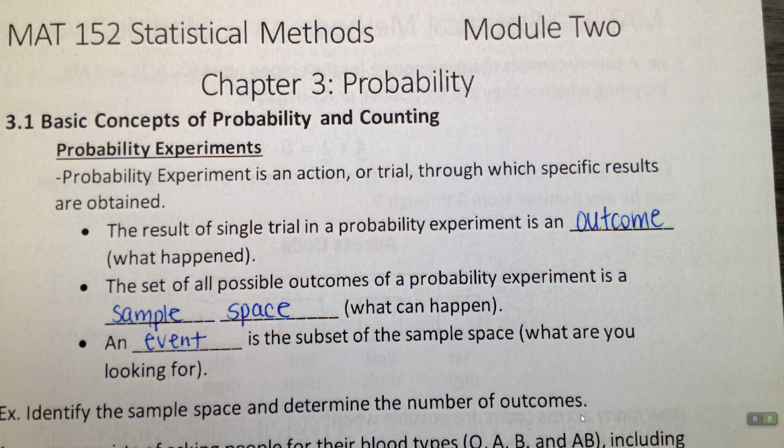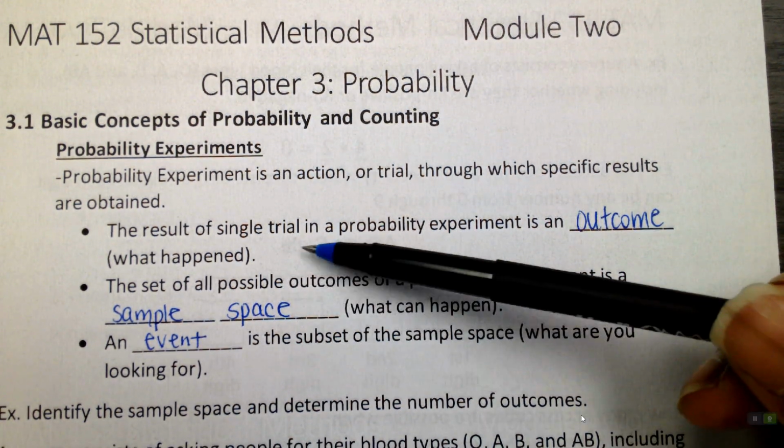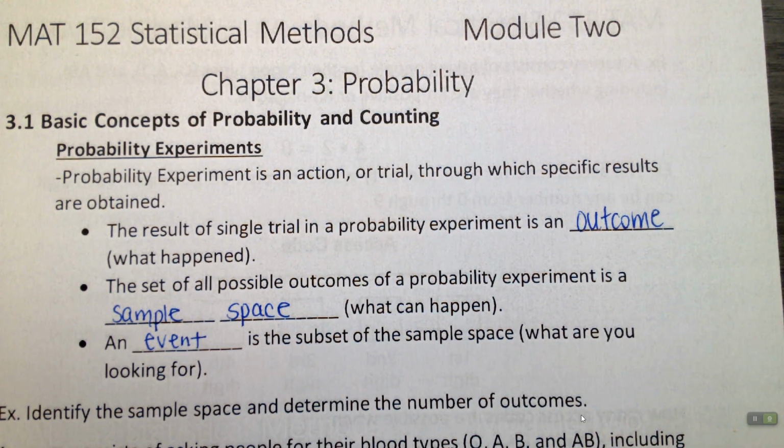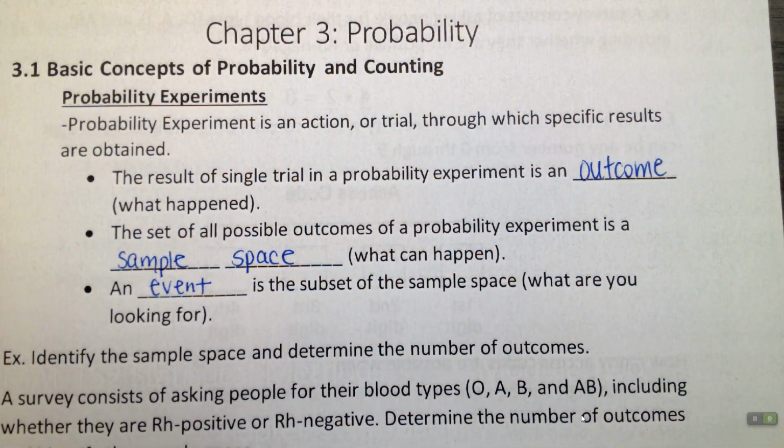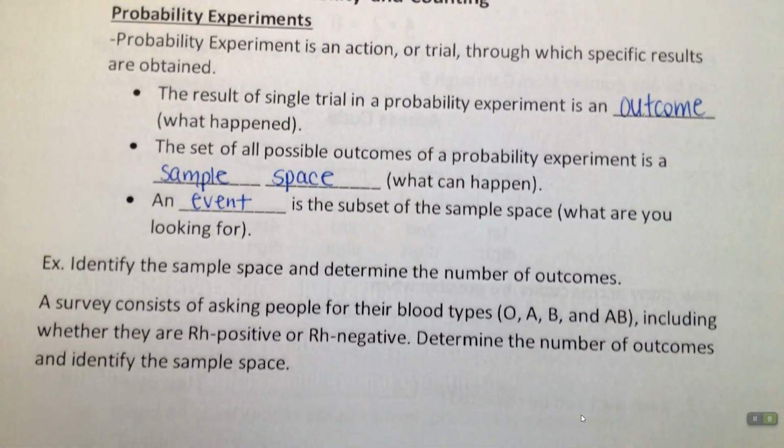Am I looking for a 3? Am I looking for a 5? Am I looking for a 7? What am I looking for? And then what happened, and what can happen? We need to know those so we can actually calculate our probabilities correctly.